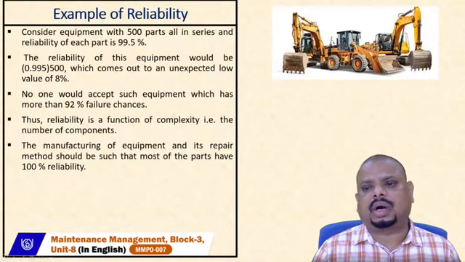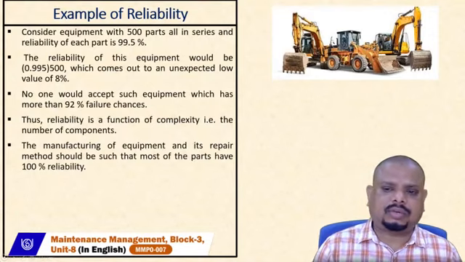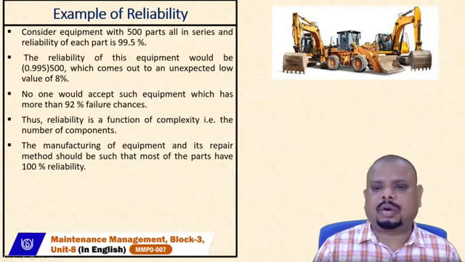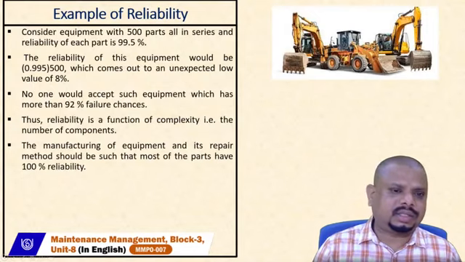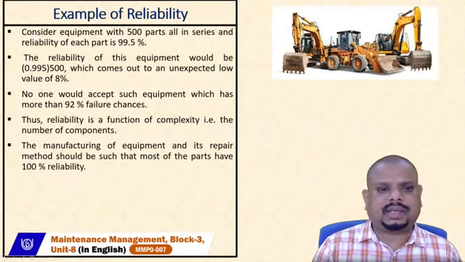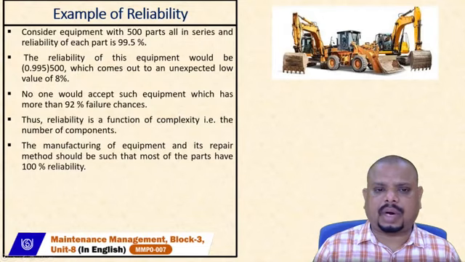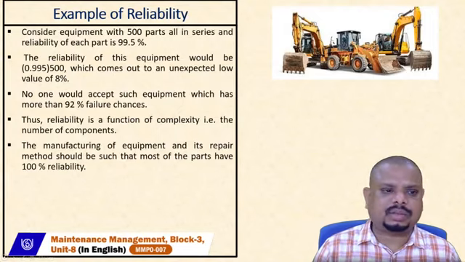If you take the case of earth moving equipment, which consists of various complex parts, starting from the moving arms, then a number of gearboxes, hydraulics, and engines. Let's take this particular earth moving equipment, which has 500 parts in series, and the reliability of each part is 99.5%. I repeat, consider the equipment: the earth moving equipment with 500 parts in series, and the reliability of each part is given as 99.5%.